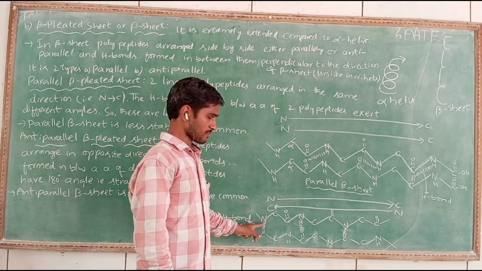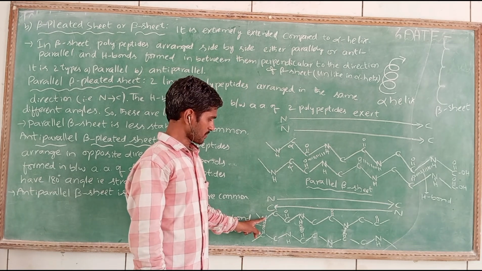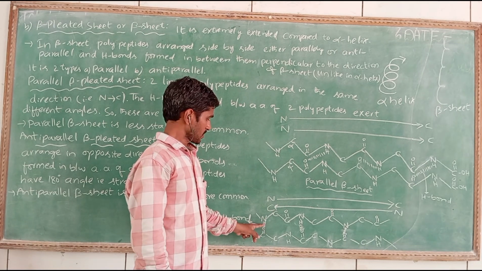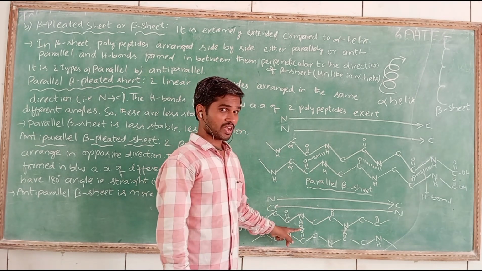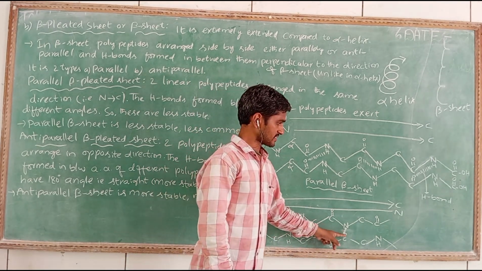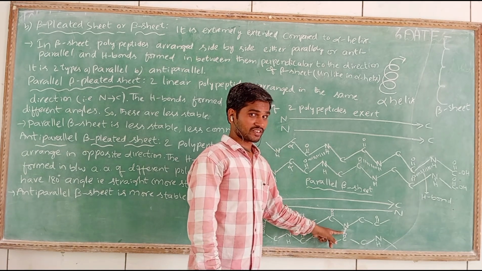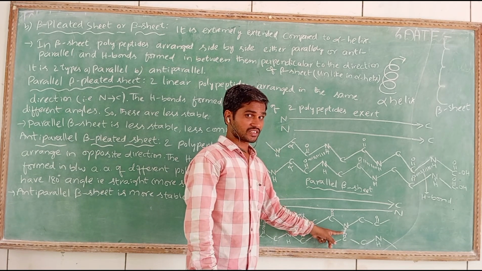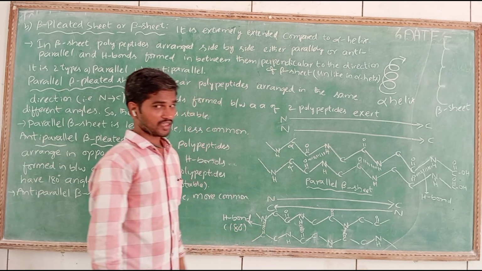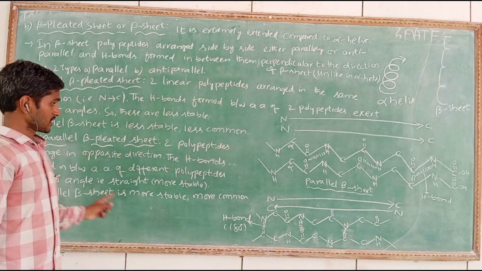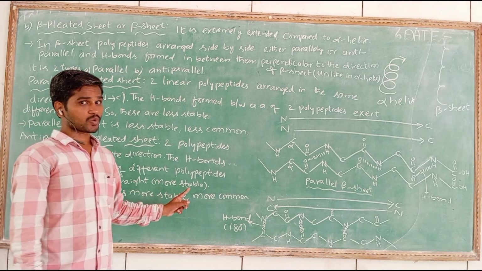The hydrogen bonds are found in between the NH of one polypeptide and the CO of another polypeptide, which are straight. That means these hydrogen bonds have 180 degrees of angle. That is a straight line. They form very straight hydrogen bonding. As a result, it is more stable. So we can say the anti-parallel beta pleated sheet is more stable and at the same time more common.